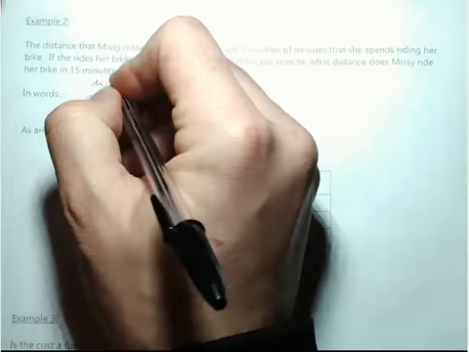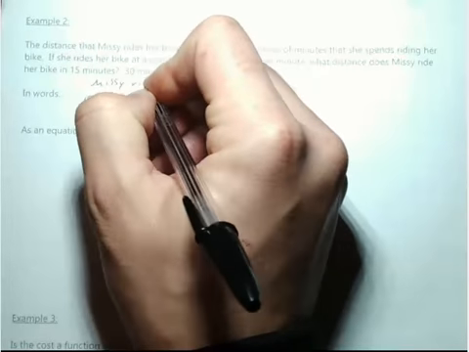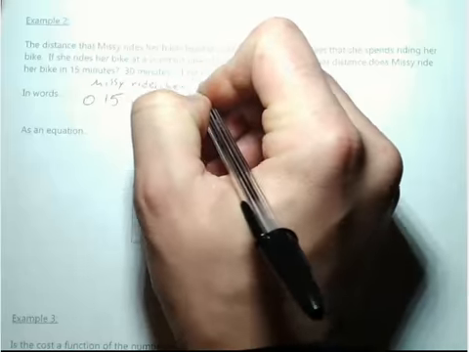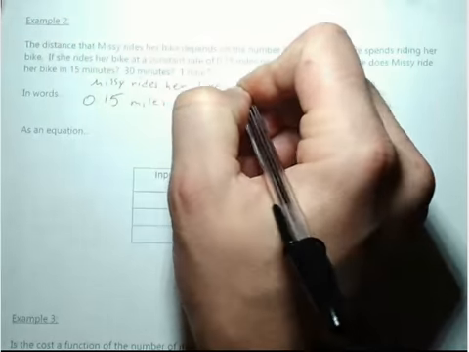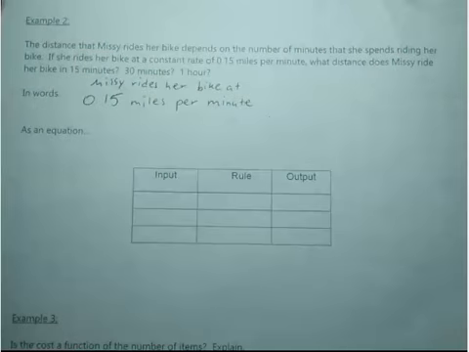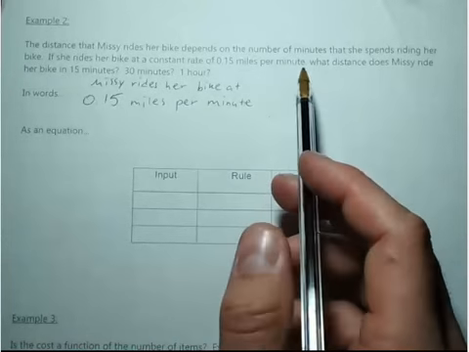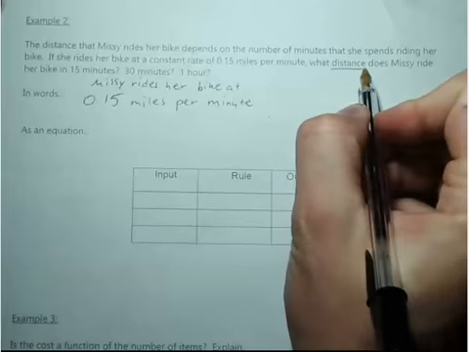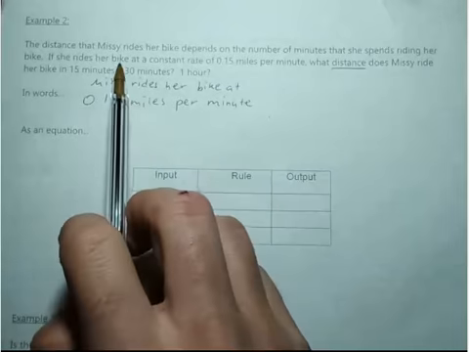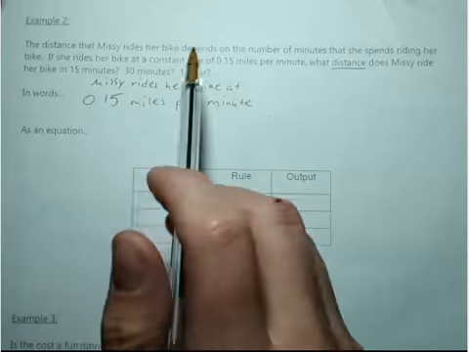And that should be more specific. That's Missy, who rides her bike at 0.15 miles per minute. So really what we're trying to find out in this problem is the distances Missy rides if she rides for 15 minutes, 30 minutes, and 1 hour.